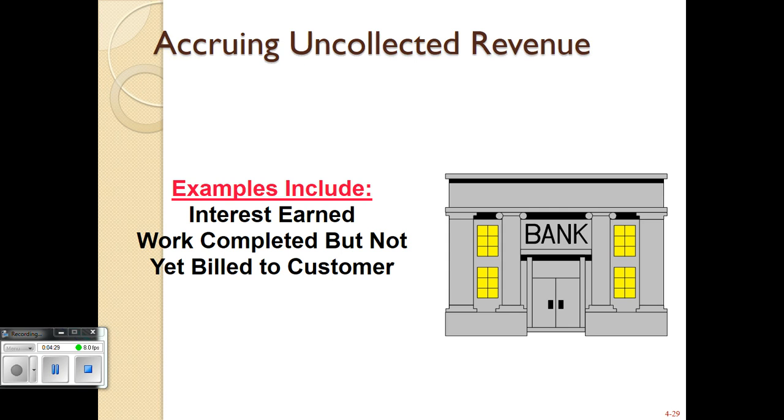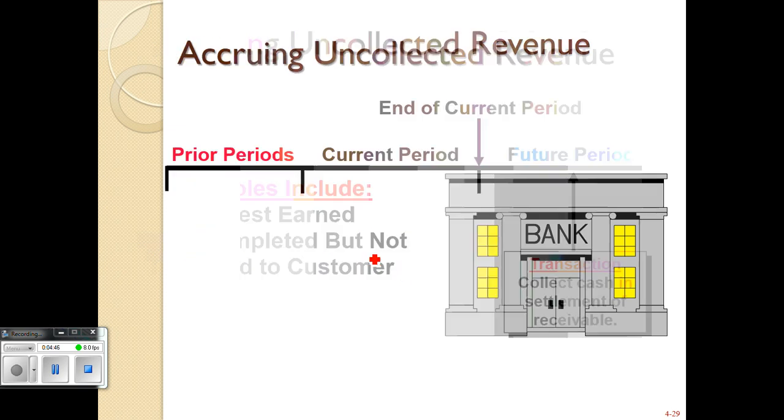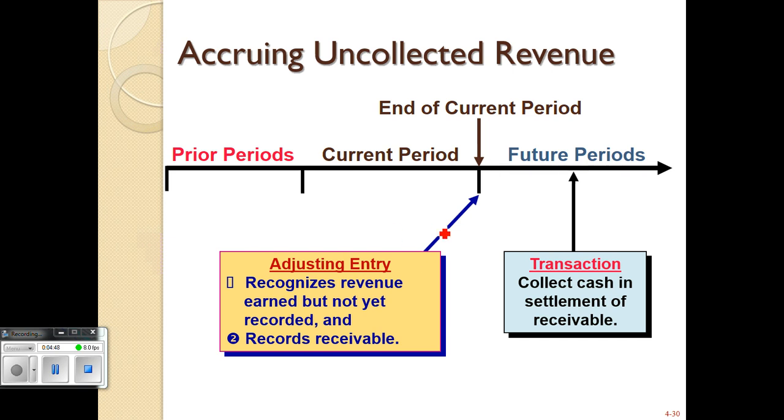The last of our adjusting entries is accruing for uncollected liability. The big one, and both of these are big, work completed but not yet billed to customers. Okay, I did the work, but I'm not going to bill the customer perhaps until next month or next quarter or what have you, and interest earned.